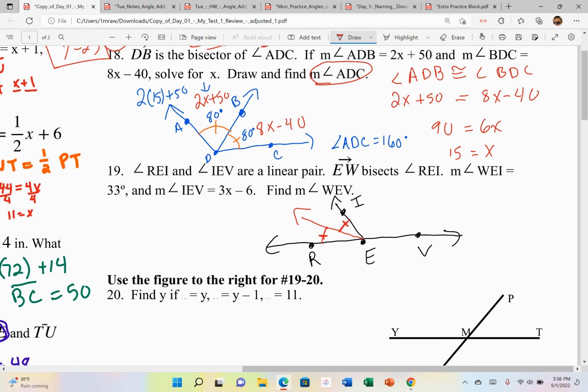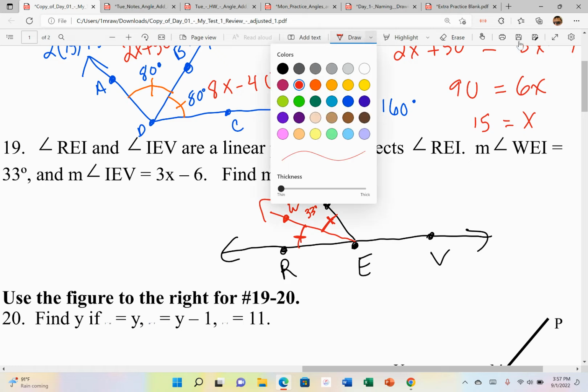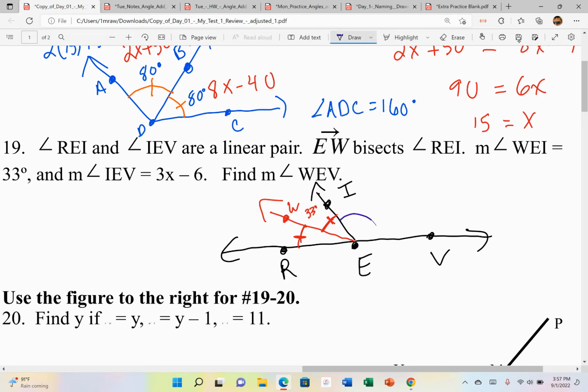EW bisects angle ERI. So those are congruent, and that's EW. The measure of angle WEI equals 33 degrees. So this is 33 degrees. Angle IEV is equal to, so that's talking about this angle right here, IEV is 3x minus 6. Find the measure of angle WEV.